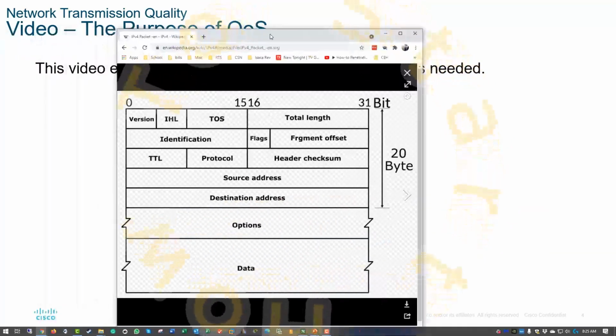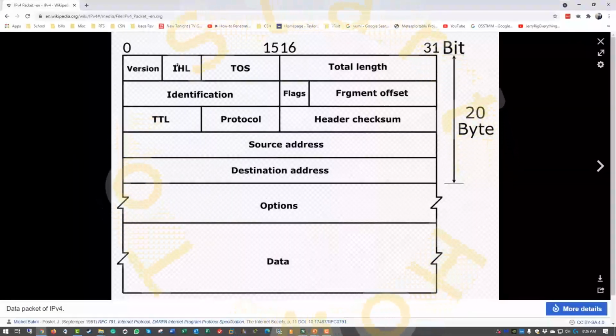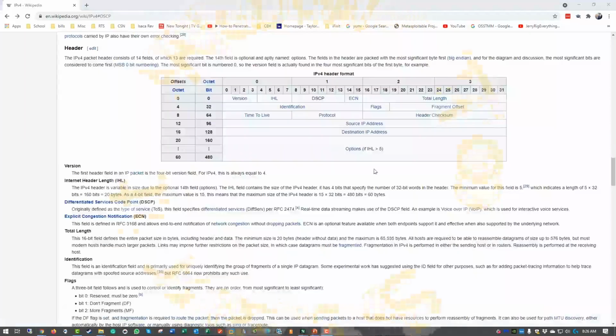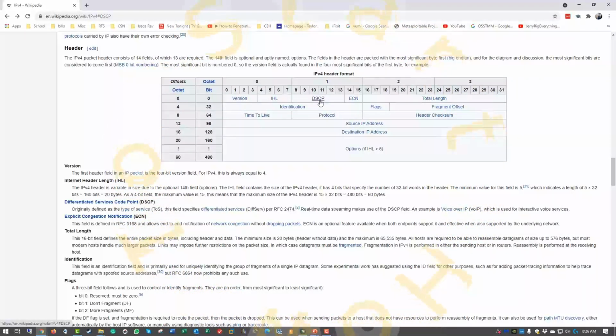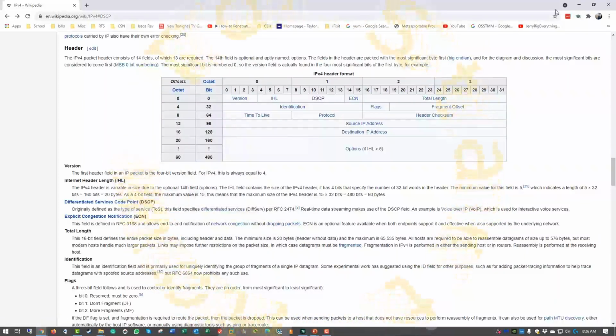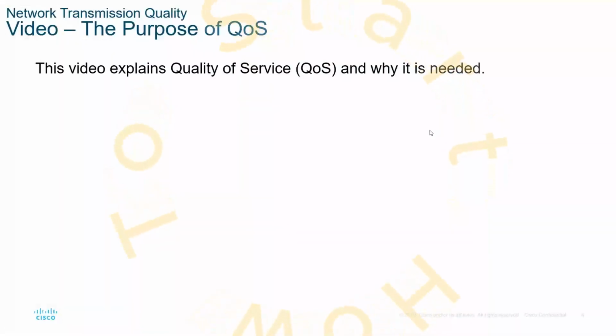On Wikipedia, we can see a pretty common IPv4 header, and we can see right here we have this TOS. Different view, same thing, IP header. The TOS was replaced by this DSCP. DSCP was originally defined as TOS, but this basically was a differentiated service, or DiffServ. That's what QoS is.